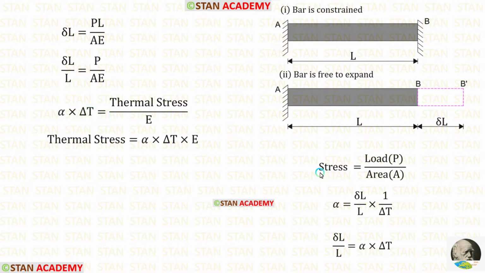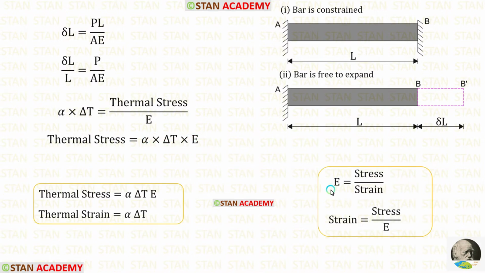We know that stress is equal to load by area. Here P upon A is the thermal stress. Then let us take E on the left side. Finally, we have formed a formula. Thermal stress is equal to alpha into delta T into E.